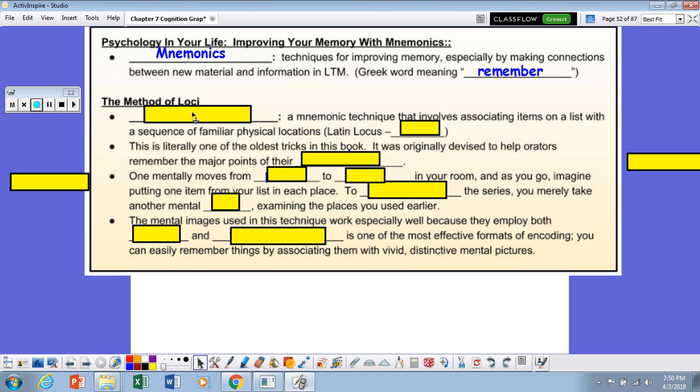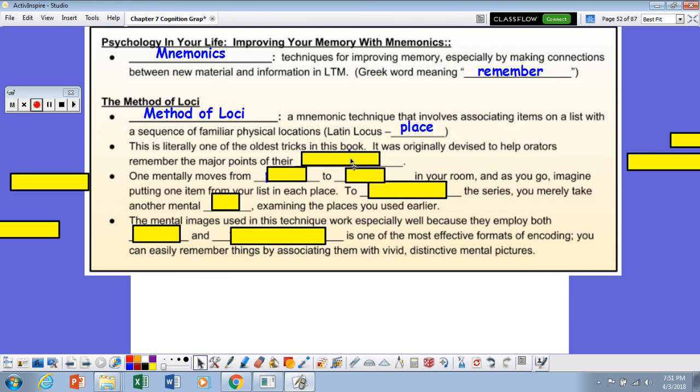The method of loci. This is a mnemonic technique that involves associating items, maybe on a list, with a sequence of familiar physical locations. In Latin, locus means place, and hence we try to remember things by certain places that they're located. So this is literally one of the oldest tricks in the book.